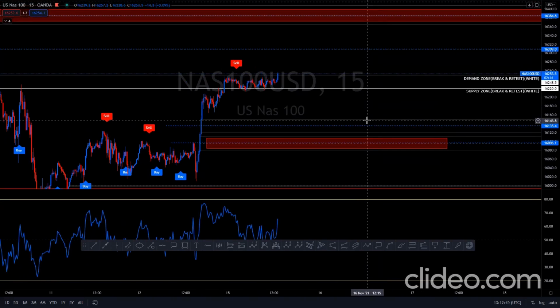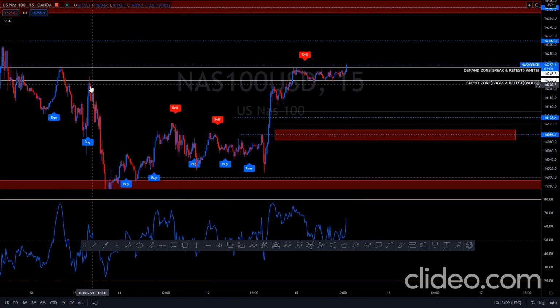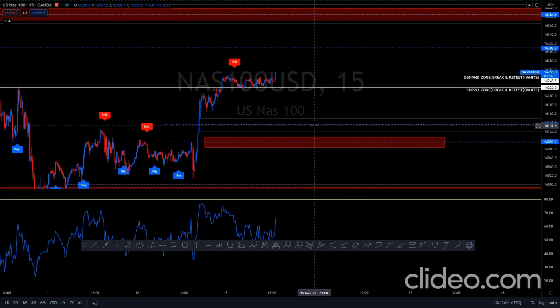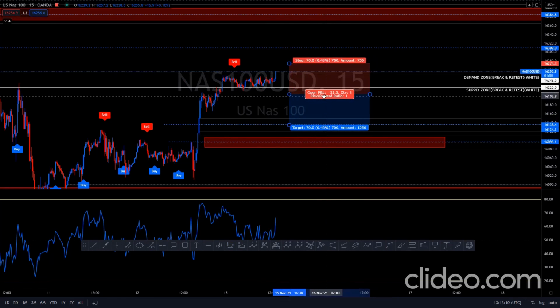So with that being said, the next thing I like to do is go ahead and start planning my trades. I see there's a lot of liquidity in this area. That's why price is consolidating. Okay. I'm going to put out my risk reward tool so that I can plan my trades.